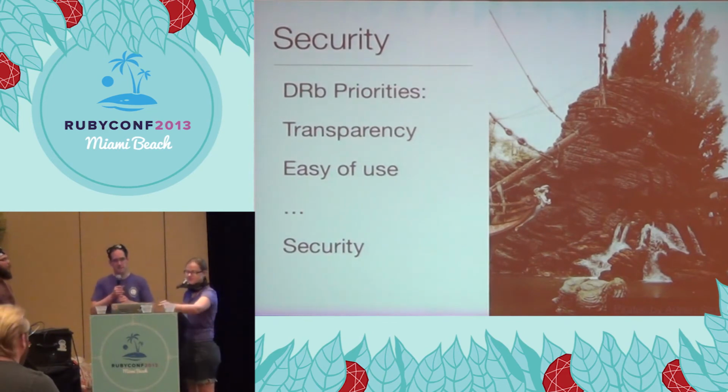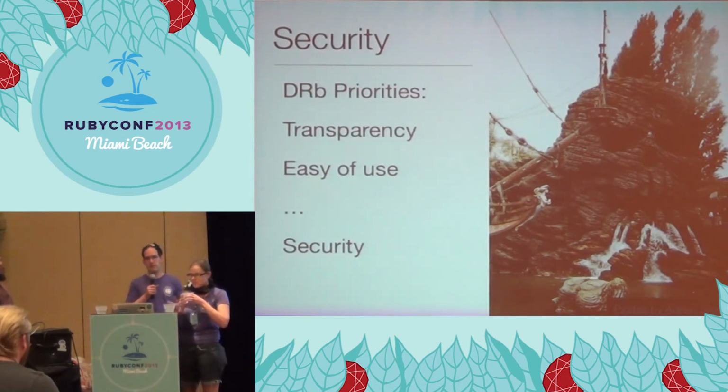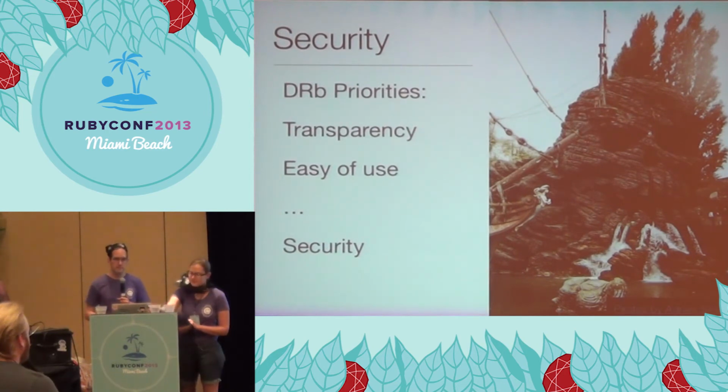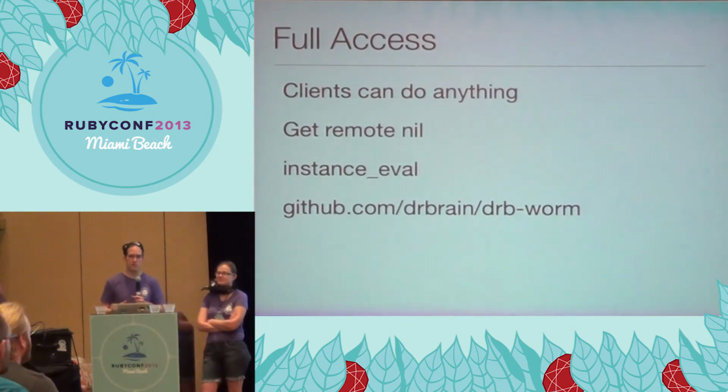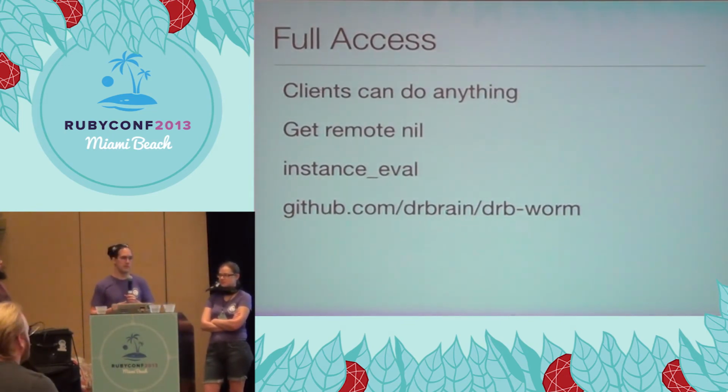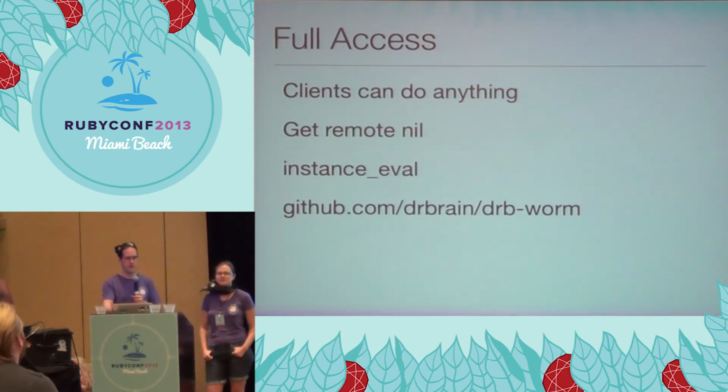So security. DRb doesn't give security a very high priority. It's more focused on ease of use and transparency. There are some security features, though. The biggest problem is DRb gives you full access to the remote machine. Anything the server can do for itself, you can do on the server. So that means if you can system rm -rf on the server, you can do it locally. Also instance_eval and all those things are very dangerous methods.